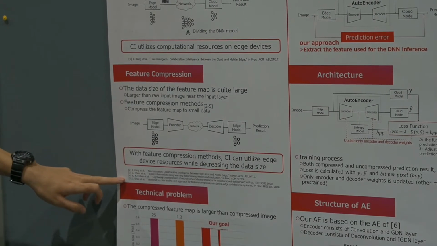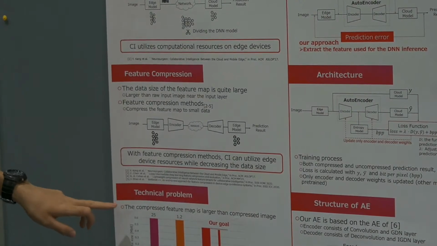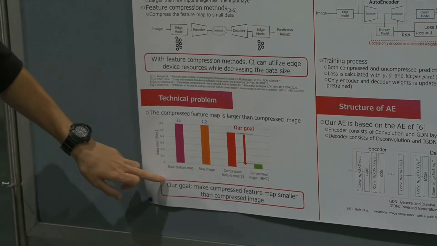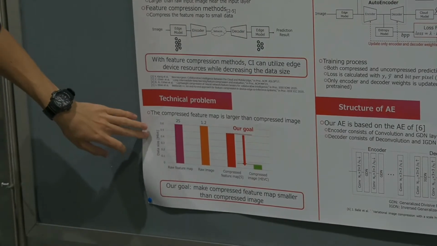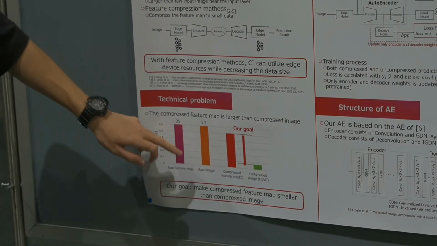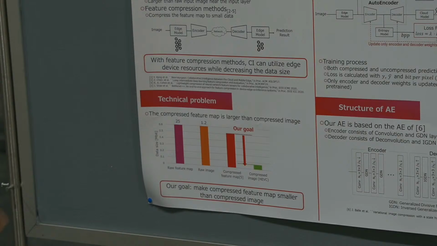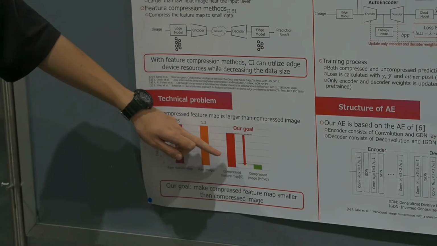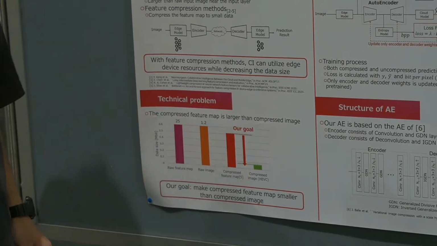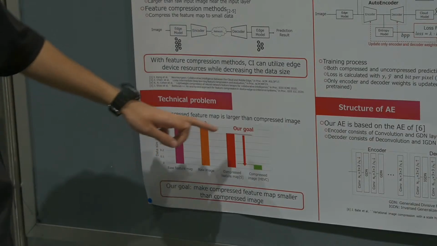And there are some feature compression methods, but the compressed feature map is not small enough. I show the data size of these four materials in this figure. The largest is the raw feature map, the second is the raw image, the third is the compressed feature map, and the last is the compressed image. So the compressed feature map is smaller than the raw feature map and raw image, but it is still larger than the compressed image. So our goal is to reduce the data size of the compressed feature map and make it smaller than the compressed image.